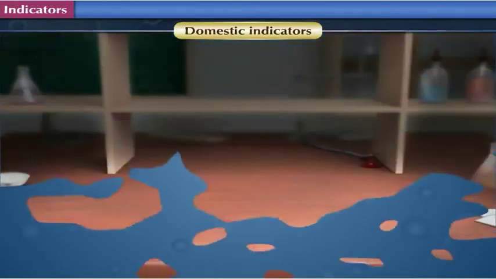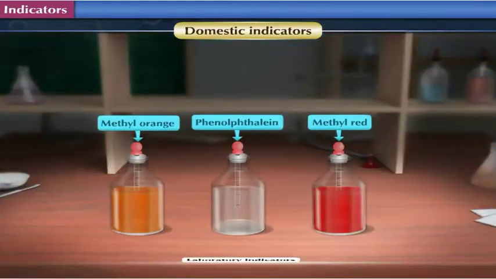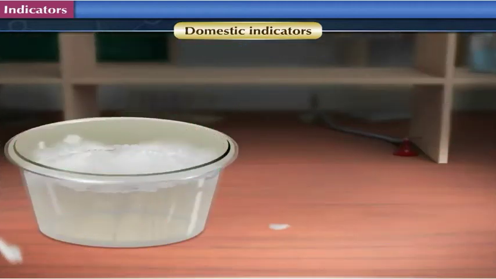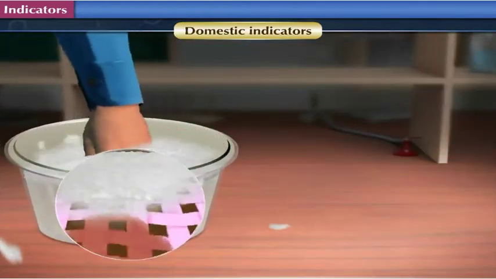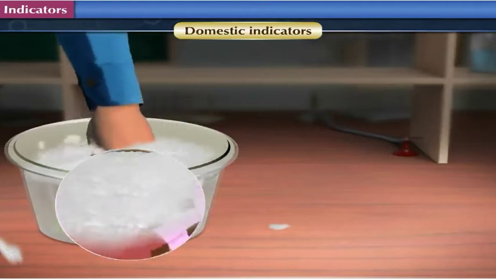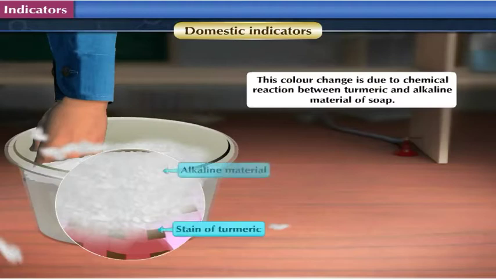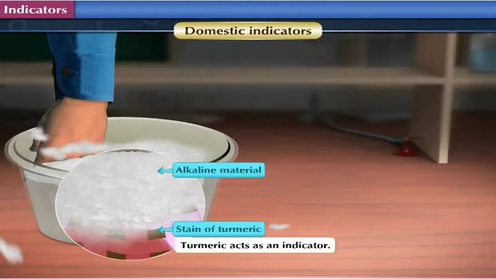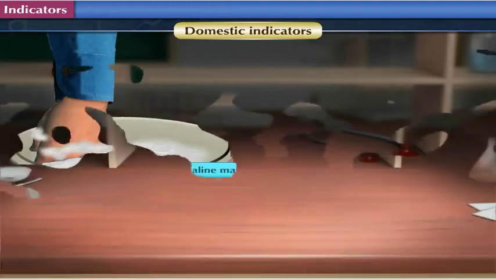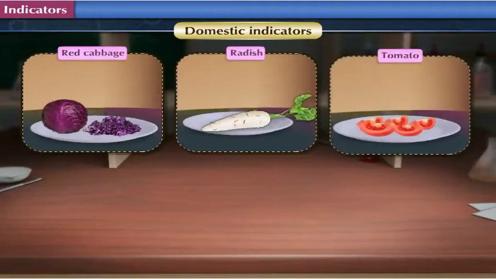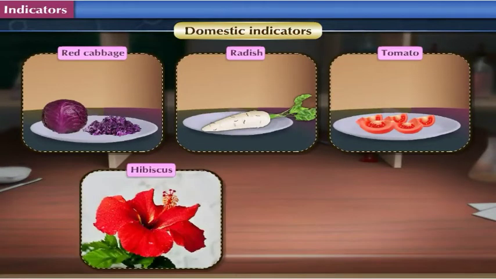Domestic indicators. On non-availability of laboratory indicators, natural indicators can be made by using several domestic substances. You must have seen yellow food stain turning red after washing with soap. This color change is due to chemical reaction between turmeric and alkaline material of soap. Here, turmeric acts as an indicator. Some other natural indicators can also be prepared from red cabbage, radish, tomato, and similarly from hibiscus and rose.